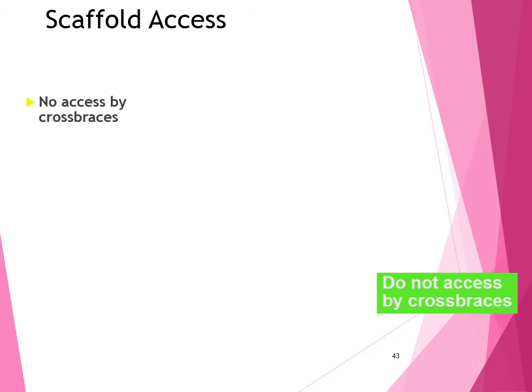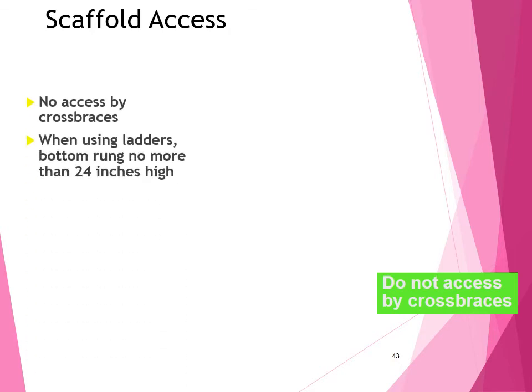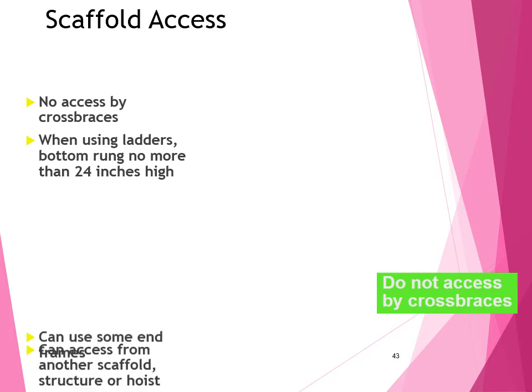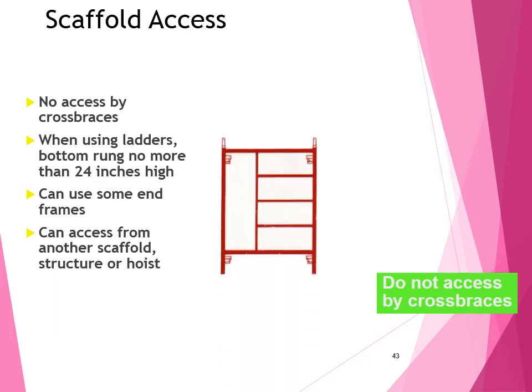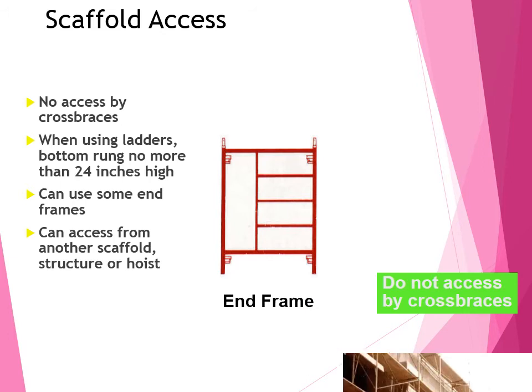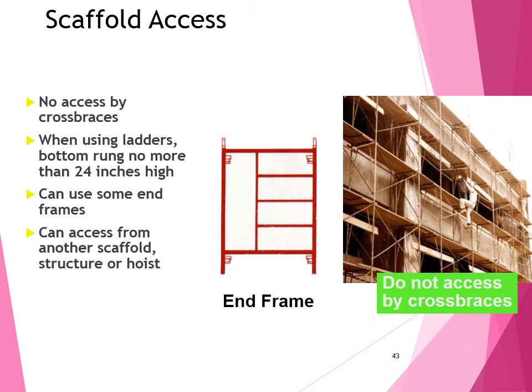Scaffold access. No access by cross braces. When using a platform, bottom rung no more than 24 inches high. Can use same end frames. Can access from another scaffold structure or hoist. This is a scaffold frame. This is known as the end frame. Do not access by cross braces, which is dangerous. This has been shown in this image.